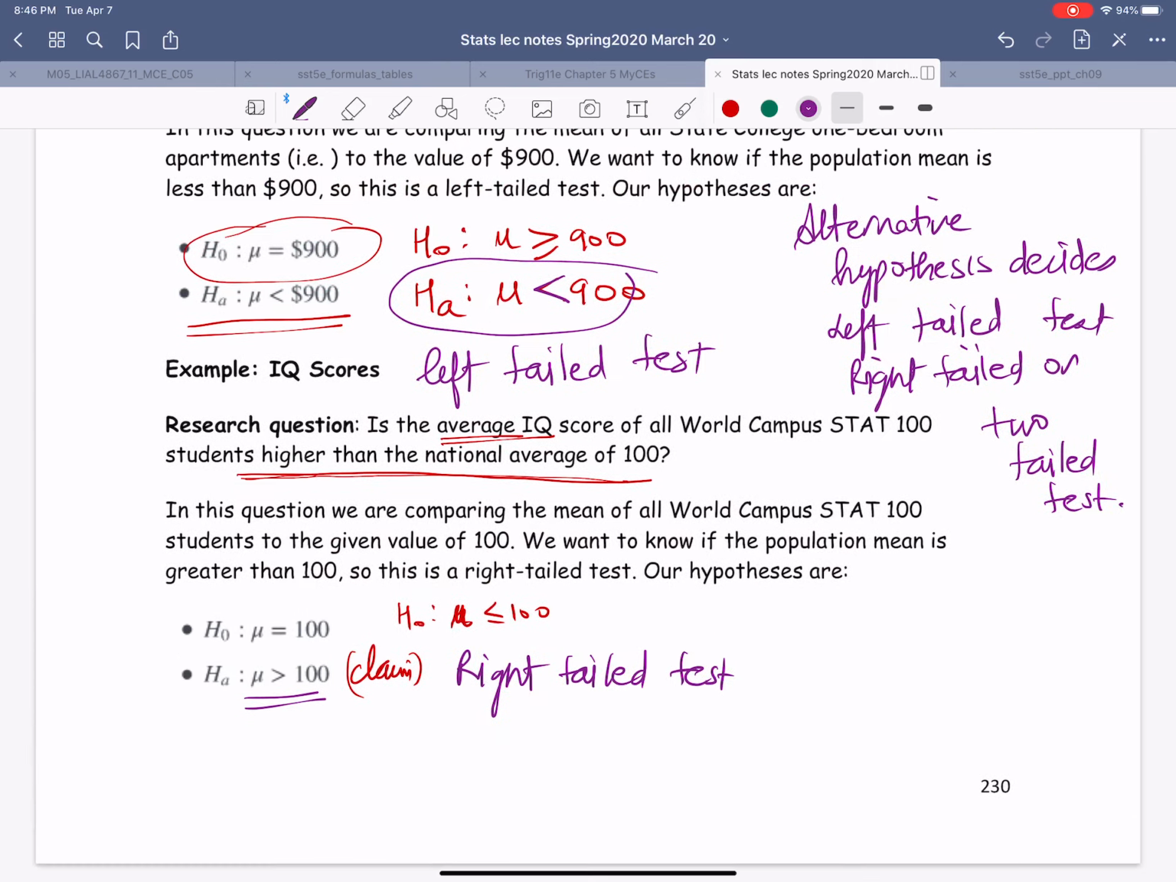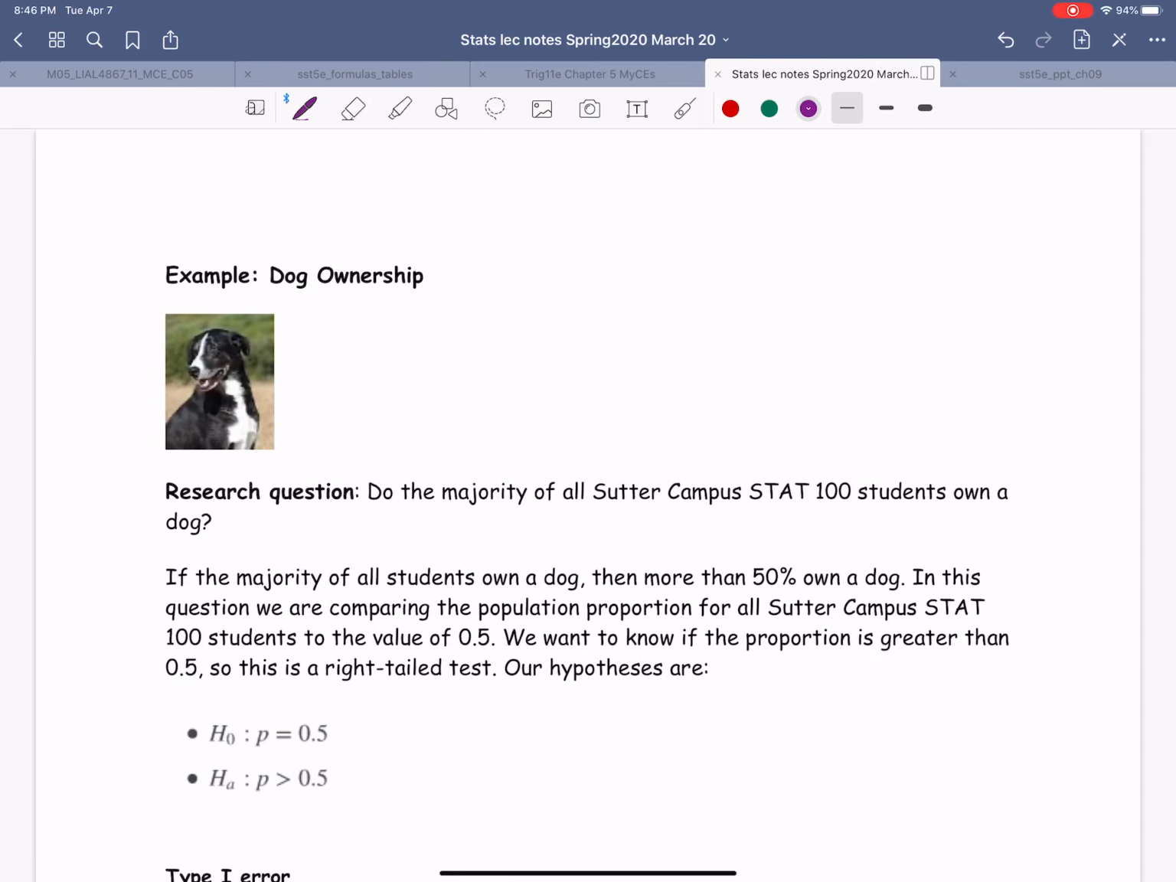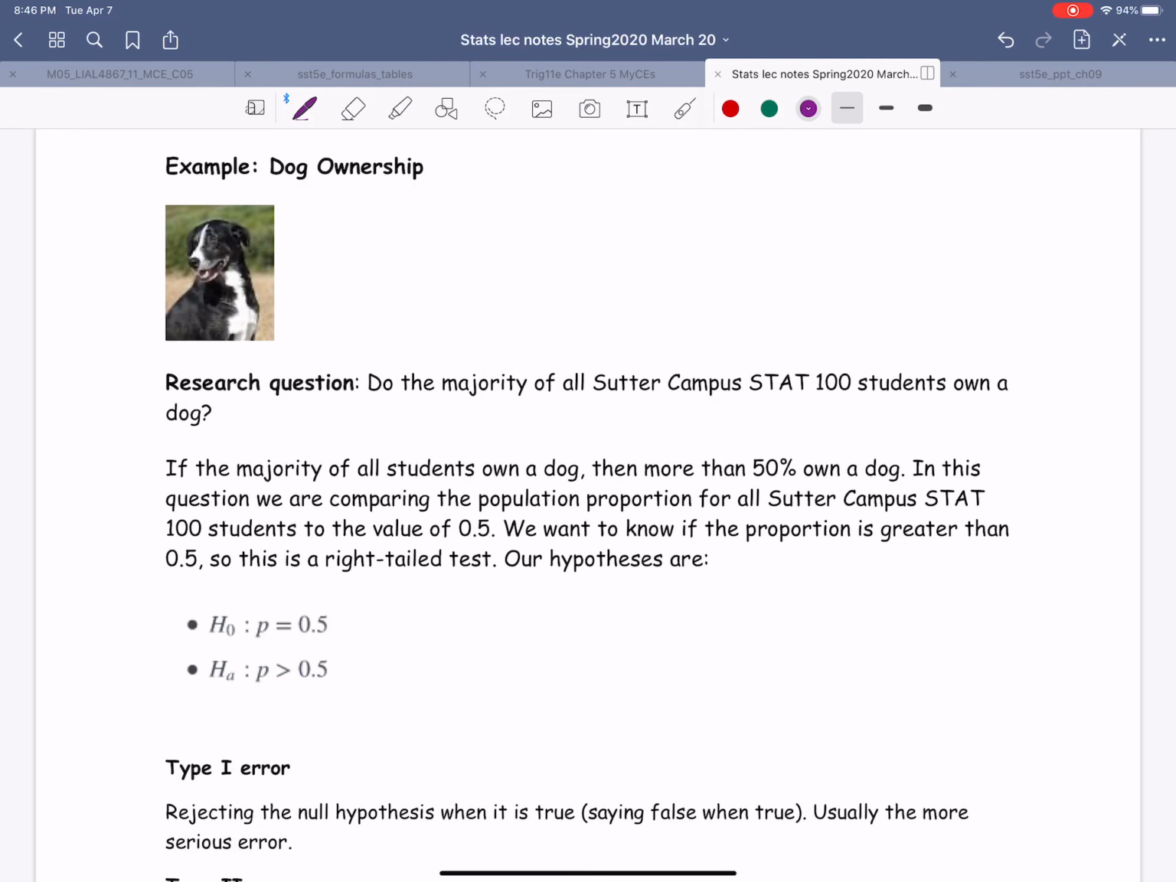Next example we have on the next page. It is about dog ownership. Research question: do the majority of all Yuba College Stat 100 students own a dog? First of all, we have to decide if it's a mean problem or a proportion problem. And it looks like it would be a proportion problem.